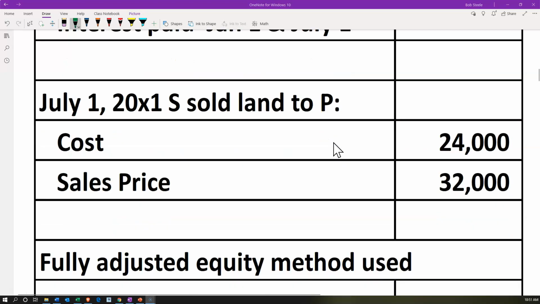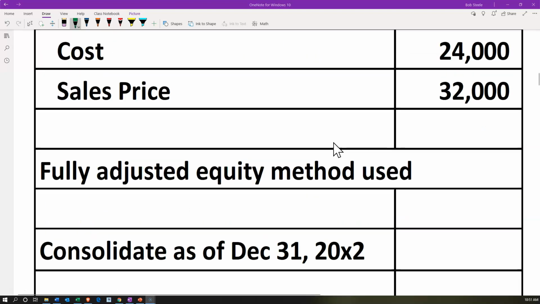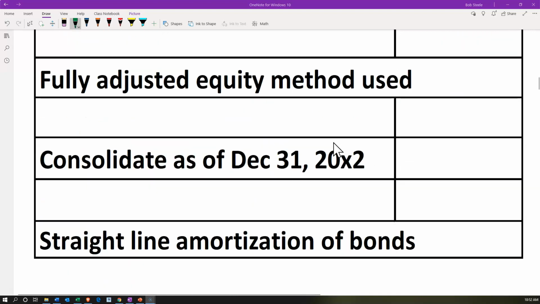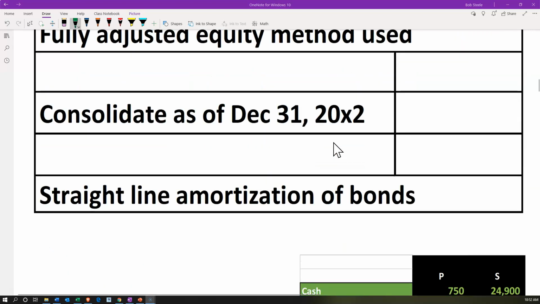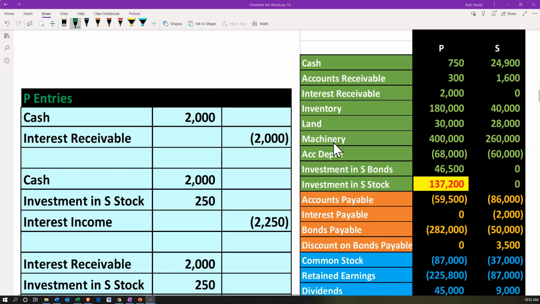On July 1st, 2000 X1, S sold land to P. So the subsidiary then sold land to P in July 2000 X1, cost $24,000, sales price $32,000. We're going to be using the fully adjusted equity method, or P will be using that in order to account for their investment in S. And the consolidation, we want to consolidate as of 2000 X2. So the purchase took place 2000 X0, and now we're in 2000 X2, point of consolidation. Straight line amortization of the bonds is what we will be using.